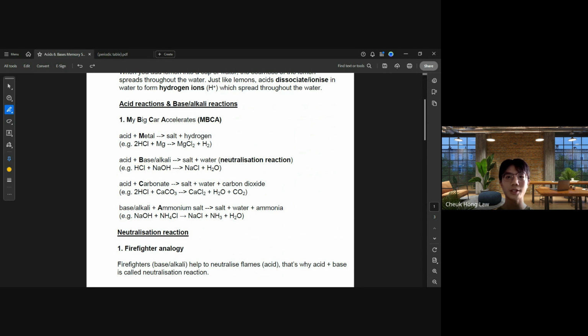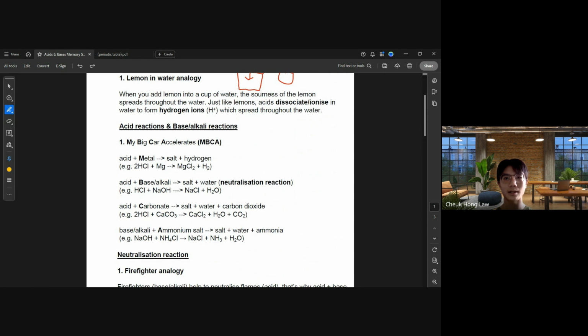Then the third reaction will be acid plus carbonate. You see a carbon here, right? So one of the products will be carbon dioxide. That's how I remember it. In addition to that, there is salt and water as well. So acid plus carbonate gives you salt, water, and carbon dioxide. In the example, we have hydrochloric acid plus calcium carbonate to give you calcium chloride, the salt, water, and carbon dioxide. So there are three products for this one.